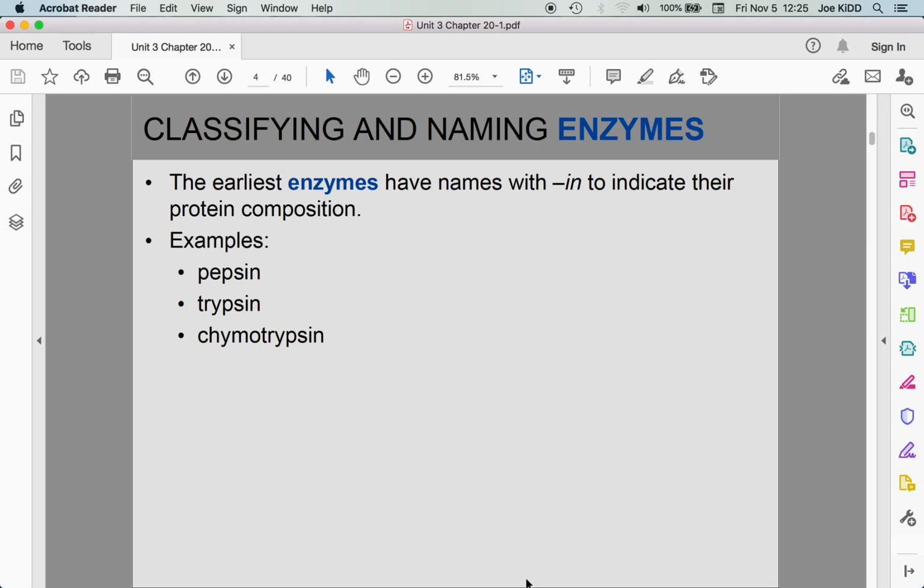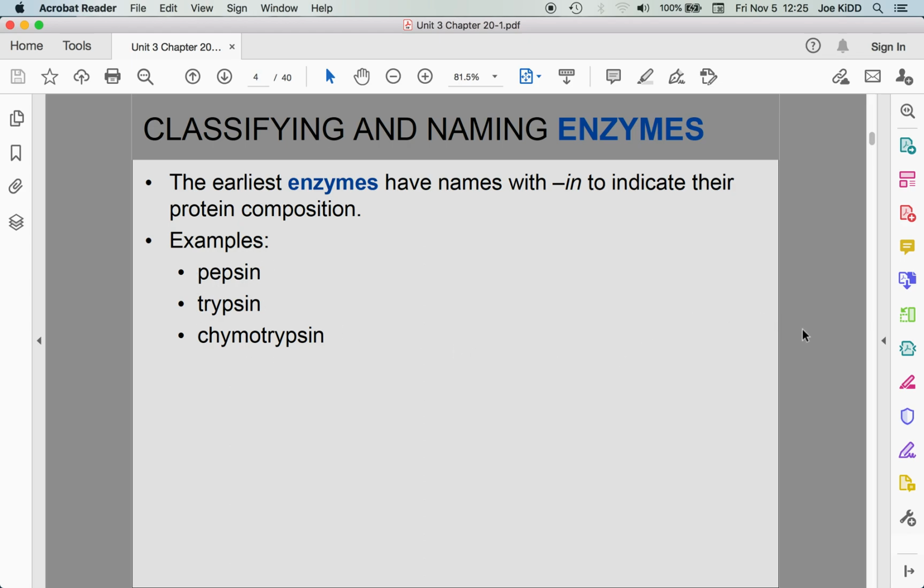Now, just like we've learned in all of Unit 2, we have this concept of naming, nomenclature, that there's a very organized way to name enzymes or anything. And so enzymes are no different. Just like we had common names and then we had IUPAC names for Unit 2, older names of enzymes tend to add in -in to indicate that there's a protein aspect to them. So you see this in enzymes like pepsin, trypsin, chymotrypsin, things like this.